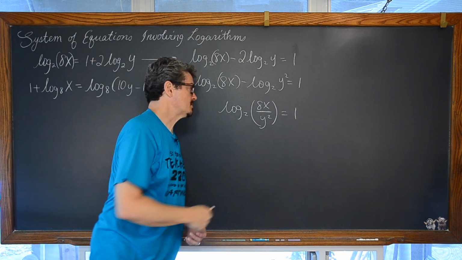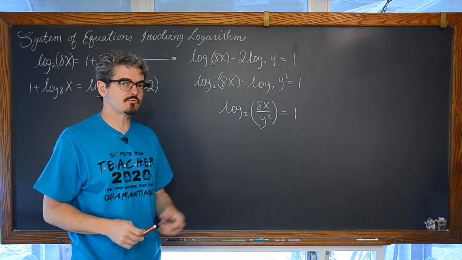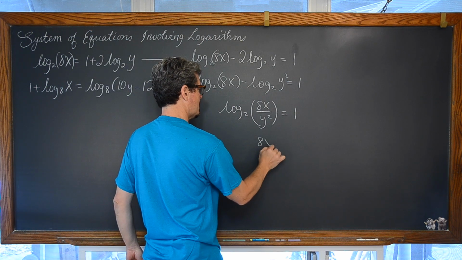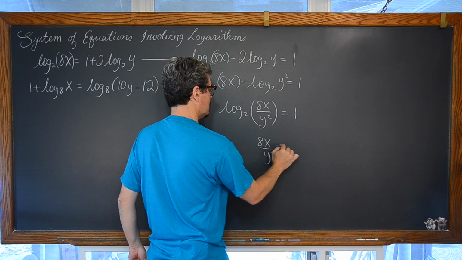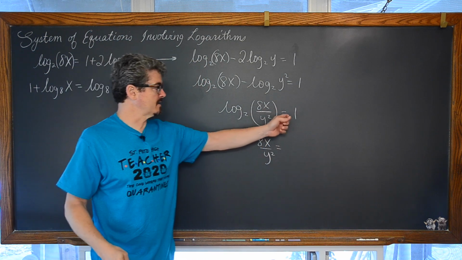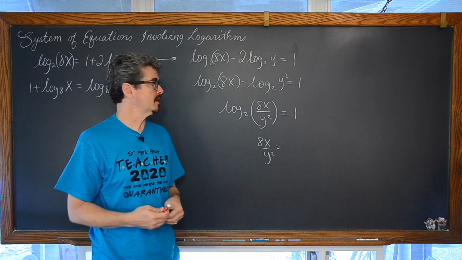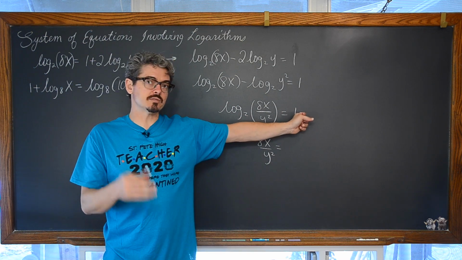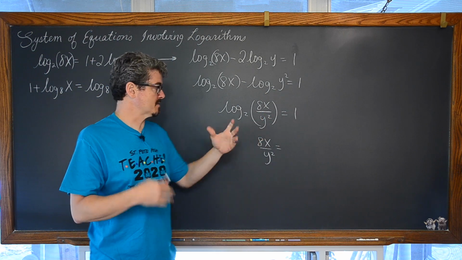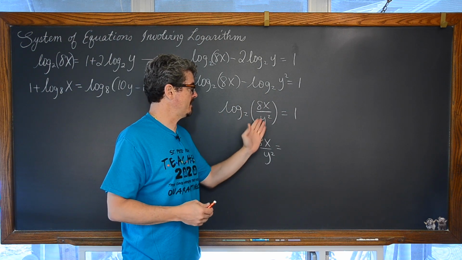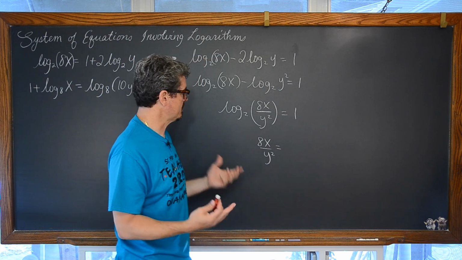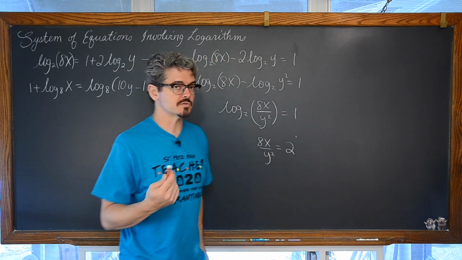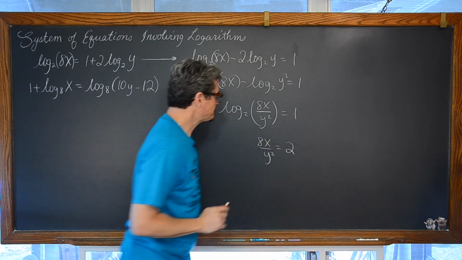And then step into exponential form and say that we have what? We have 8x over y squared is equal to, now what do you get as an answer from a logarithm? You get an exponent. This is the base in exponential form. This is your exponent in exponential form, and this is what the answer is. So log base 2 of 8x over y squared is equal to 1 can be rewritten as 8x over y squared is equal to 2 to the first, which is just going to be 2.